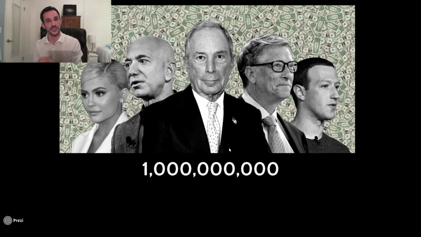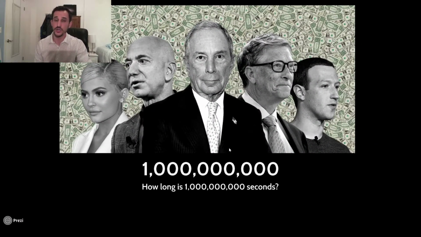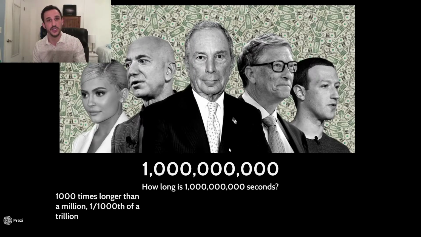Let's take that further and talk about a billion. How long is 1 billion seconds? Well, the short answer is it's 1,000 times longer than a million and 1/1000th of a trillion. We can do some very easy multiplication to track this growth. Let's try that real fast. How long is 1 billion seconds? Well, it's 1,000 times longer than a million. 11 and a half times 1,000. That gives you 11,500 days. Or 31 and a half years.